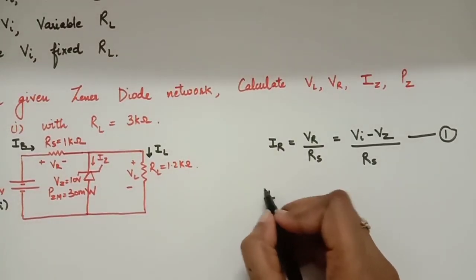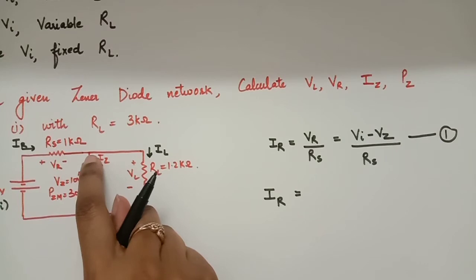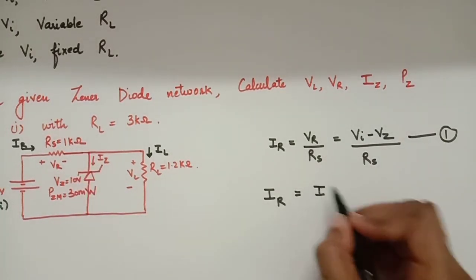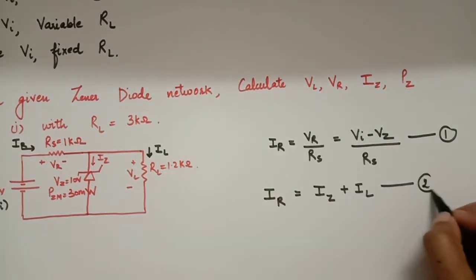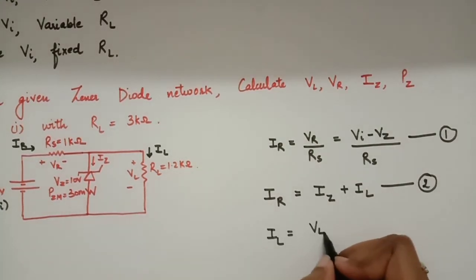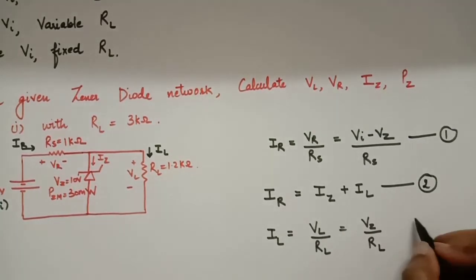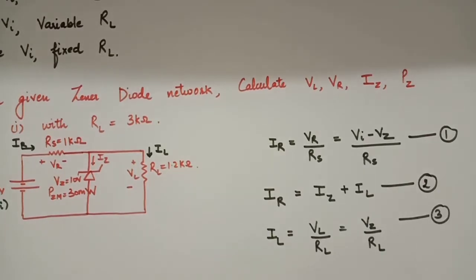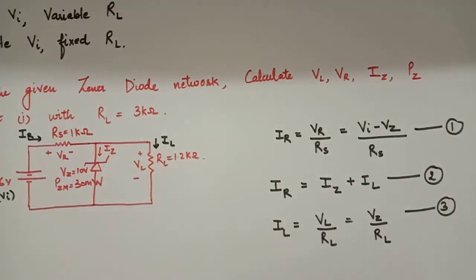The second equation, again for IR, will be in terms of KCL, that is Kirchhoff's current law, according to which the sum of incoming currents at a particular node and the sum of outgoing currents is equal to 0. By that virtue, IR equals IZ plus IL. Now the third equation will be for IL, and it will be VL upon RL, which is further Vz upon RL. That is the third equation. So we have written these three equations. Now we will proceed further. Our first step is to write these three equations.